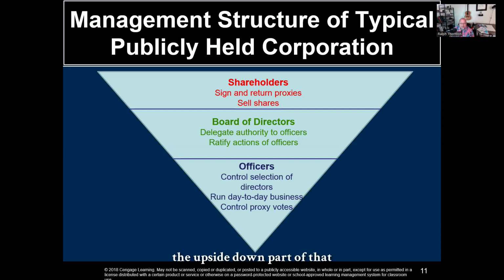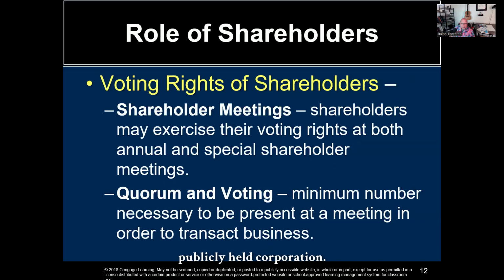Now the upside-down part of that: as far as how things are run and what they do, the shareholders can sign and return proxies. They can sell their shares. The board of directors can delegate authority to officers. They ratify the actions of officers. The officers control selection of directors, run the day-to-day business, and control the proxy votes. And that's the structure of a typical publicly held corporation.